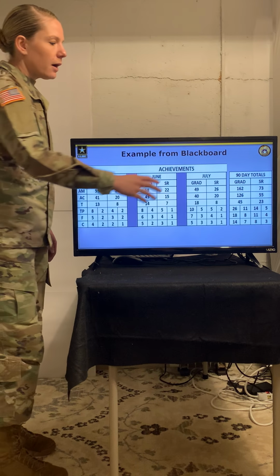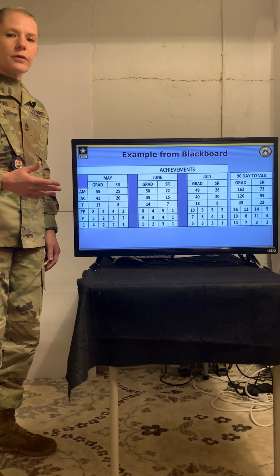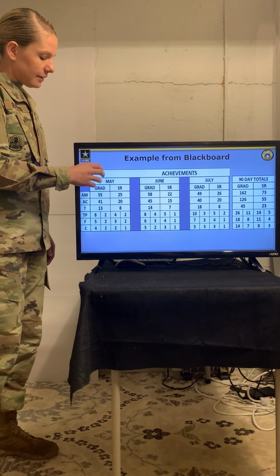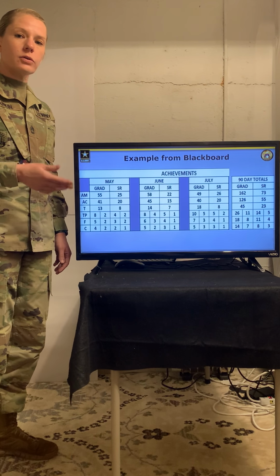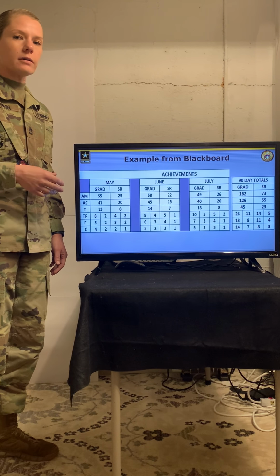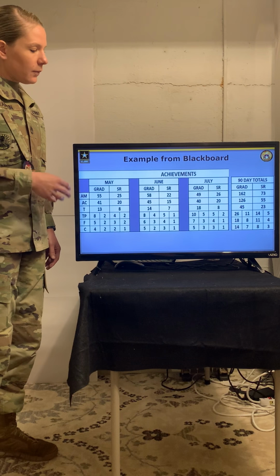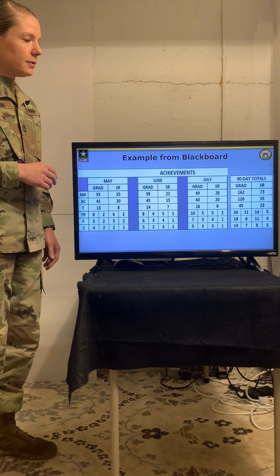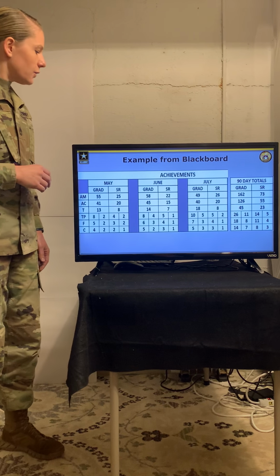This number will not be provided to you when you're doing your own conversion data, so that's why you need to understand where these numbers came from. It came from our map data over our phase line achievements. We added them up to get our reference, which here we're going to use in 90 days, our 90-day totals.